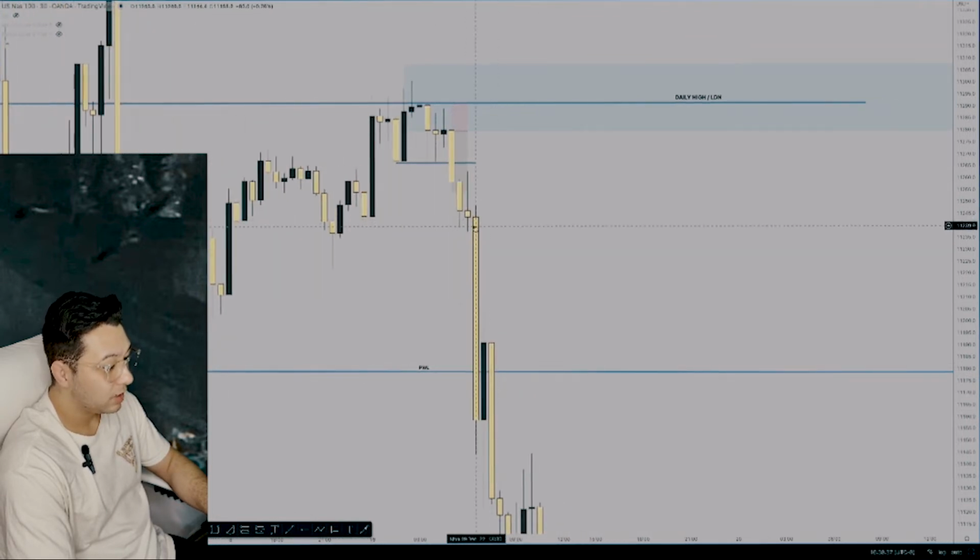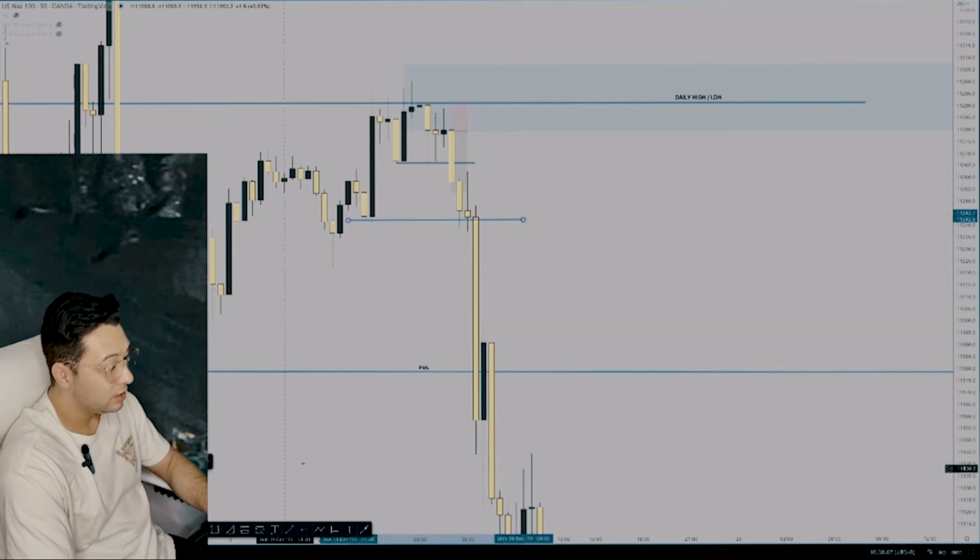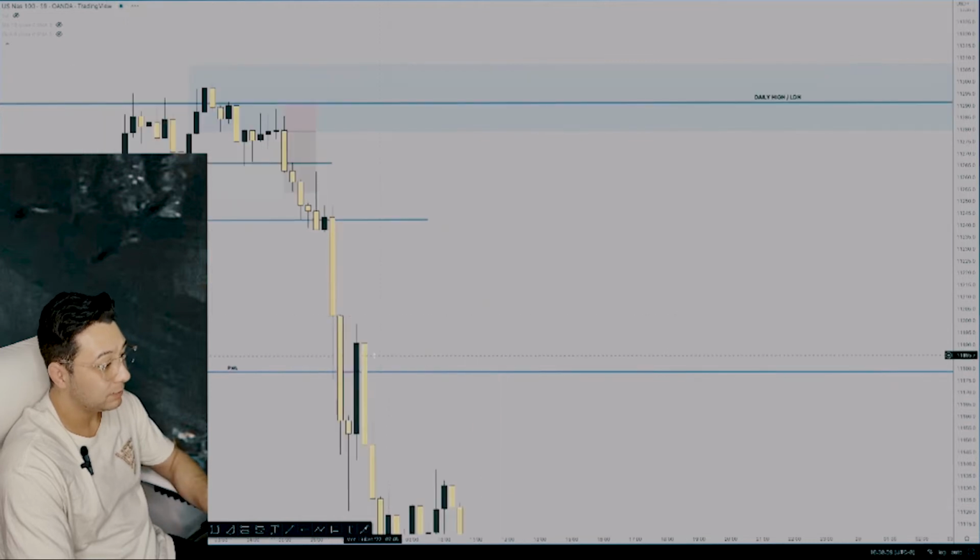So right here, right at 6:30, you understand that this is a level of market structure. You understand that lower time frame structure already broke. You're anticipating two things: either price to come up and retest this area and then continue, or you're expecting it just to have a pullback and continue lower. And what happened was we had a pullback and it continued lower.